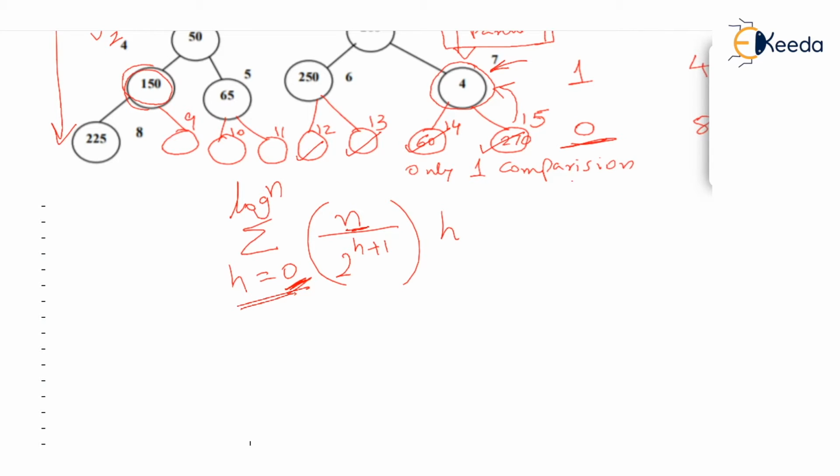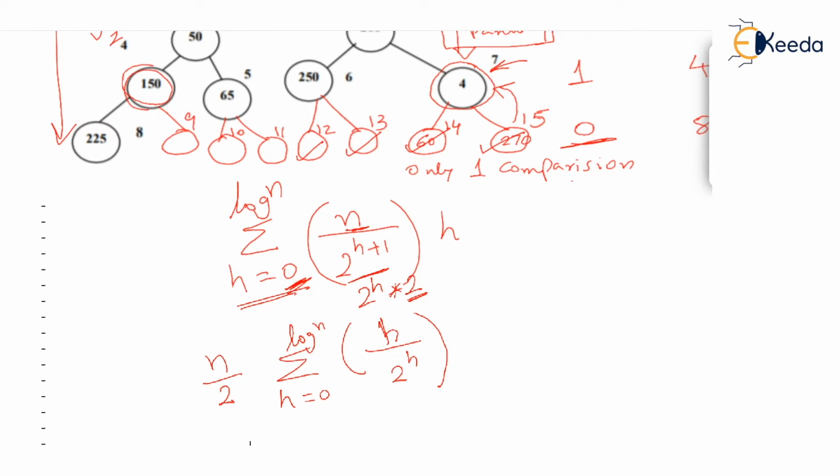So I can take n out, and this denominator can be written as 2 raised to h multiplied by 2, isn't it? So even that 2 is a constant. I can take it out. So this summation becomes summation of h equal to 0 to log of n. In the bracket, what remains is h upon 2 raised to h. And what remains outside is n by 2.